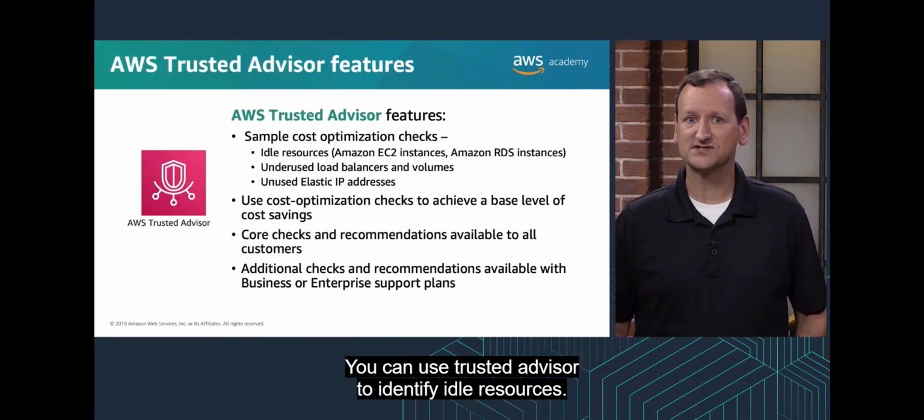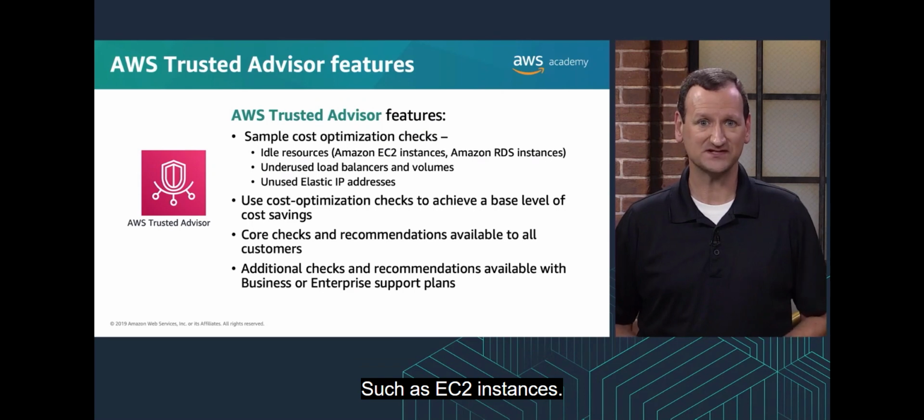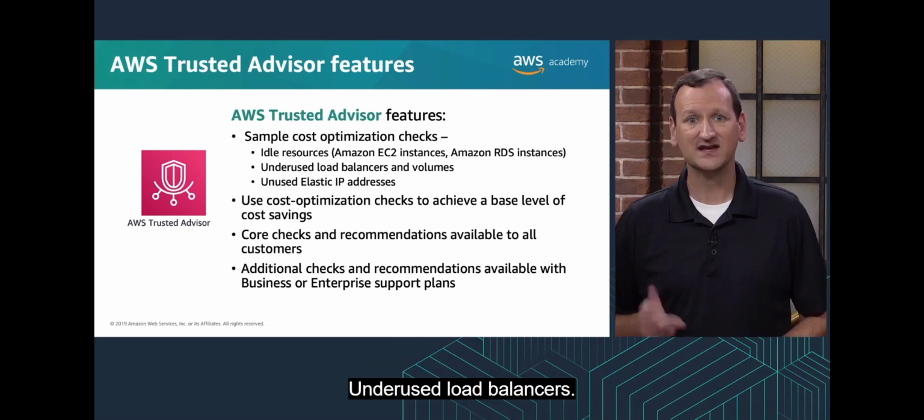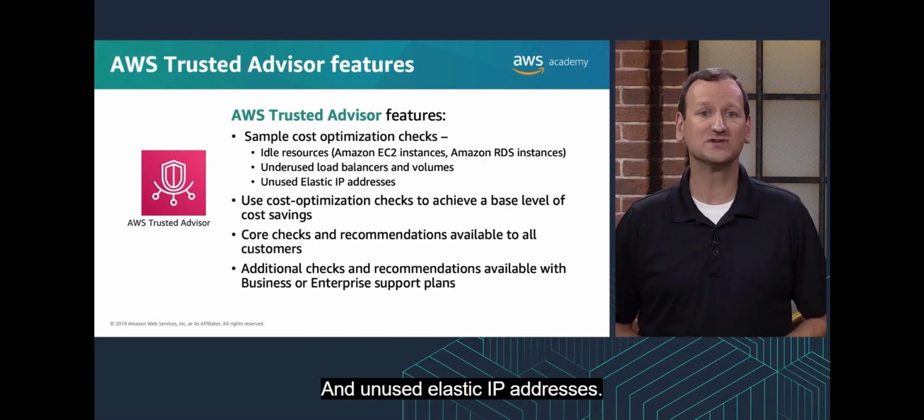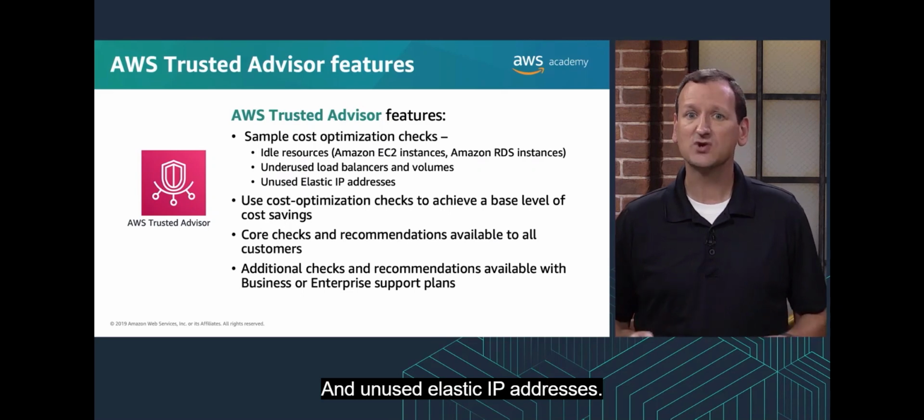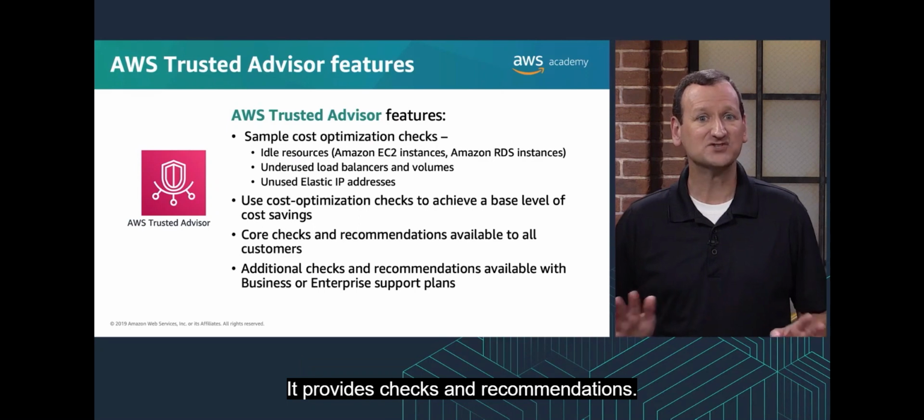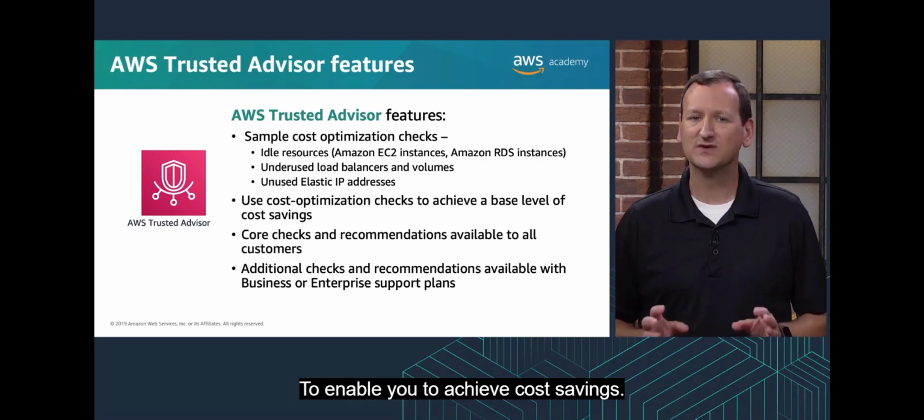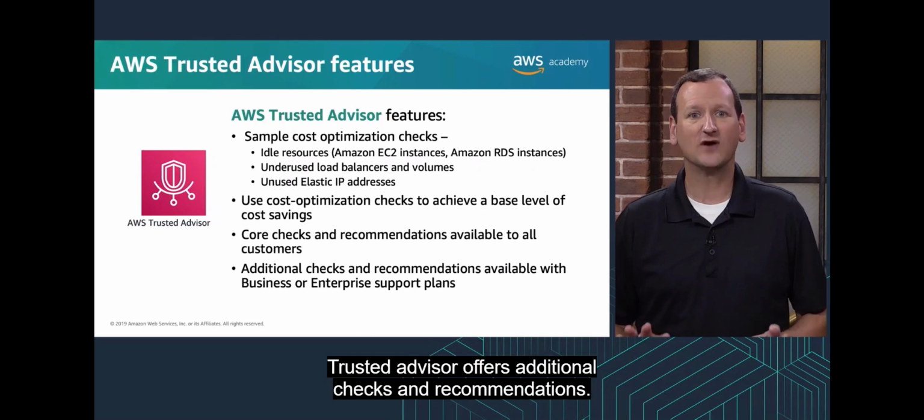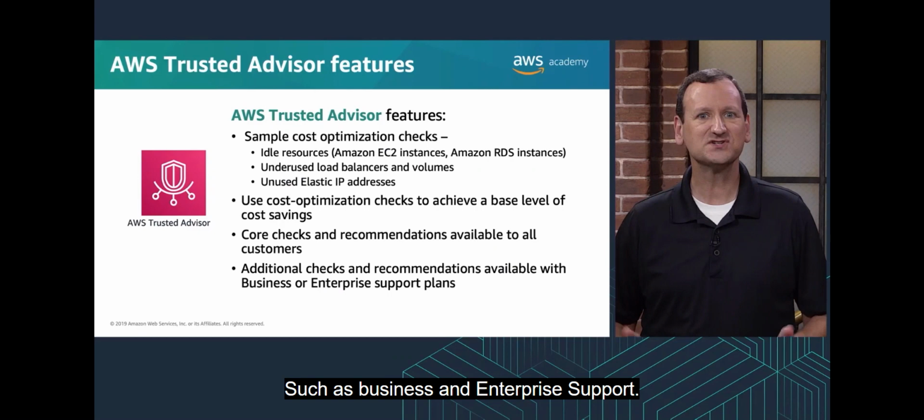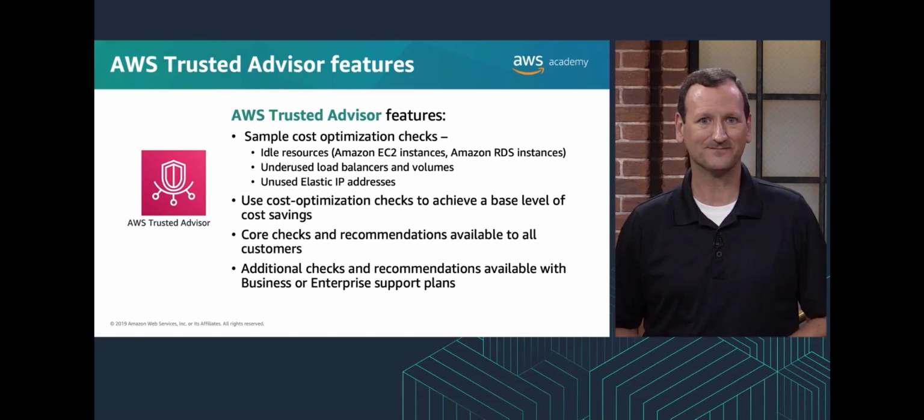You can use Trusted Advisor to identify idle resources, such as EC2 instances, underused load balancers, EBS volumes, and unused elastic IP addresses. Trusted Advisor is an essential tool for cost optimization. It provides checks and recommendations to enable you to achieve cost savings. Trusted Advisor offers additional checks and recommendations for high-level support plans, such as business and enterprise support.